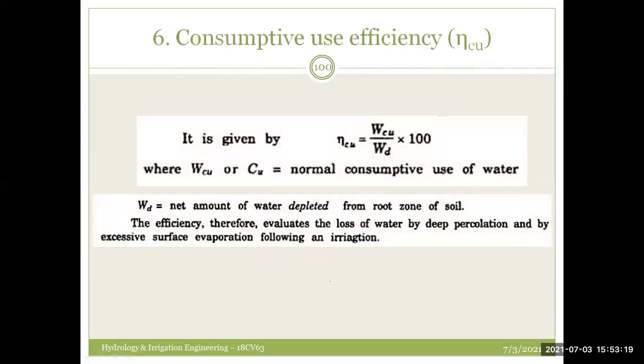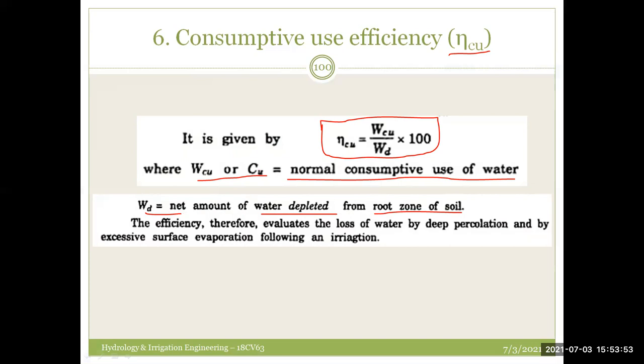And the last type of efficiency is the consumptive use efficiency, which is denoted with the symbol eta Cu. Where eta Cu is WCU divided by WD. Where WCU, which is also denoted as Cu, is nothing but the normal consumptive use of water. And WD is the net quantity of water depleted from the root zone.